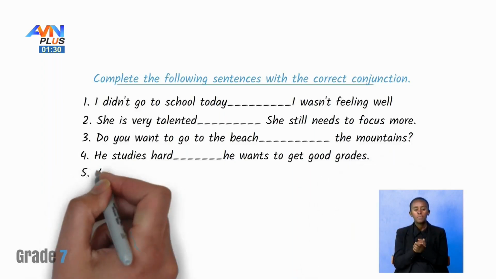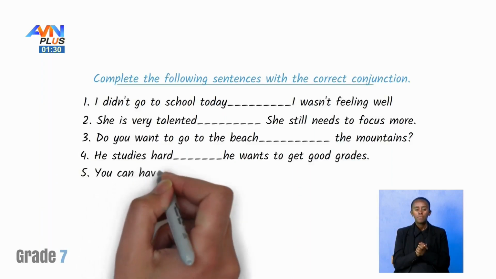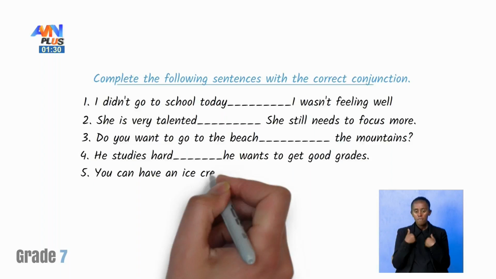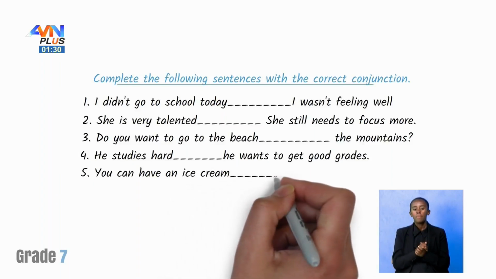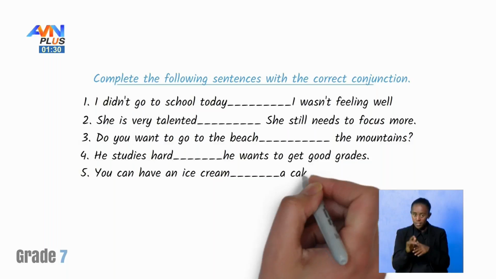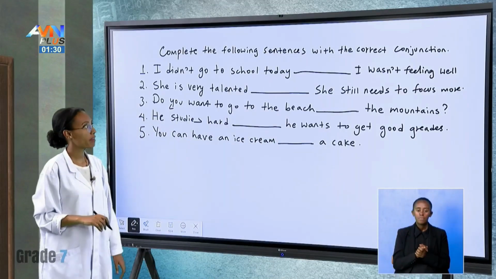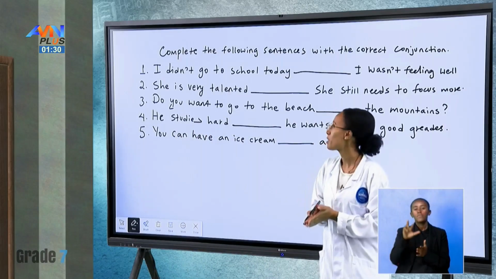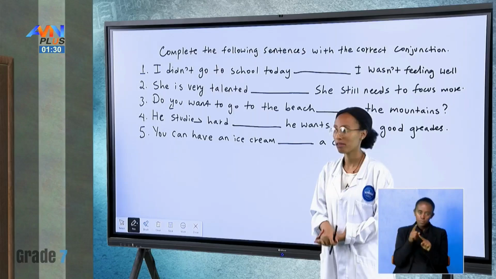Number 5: You can have an ice cream, blank, a cake. Okay, I think this is enough, and I will give you 3 to 4 minutes to complete this assignment, and then we will do it together later on.